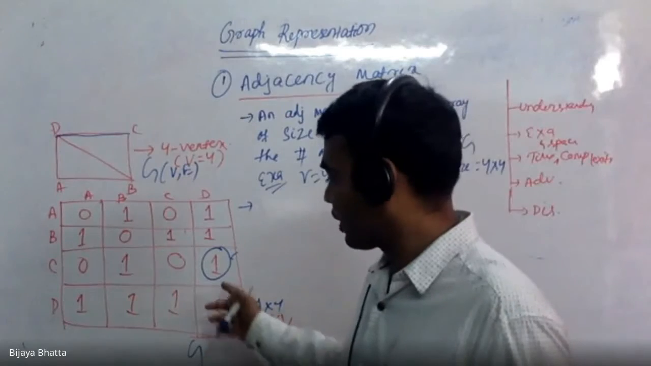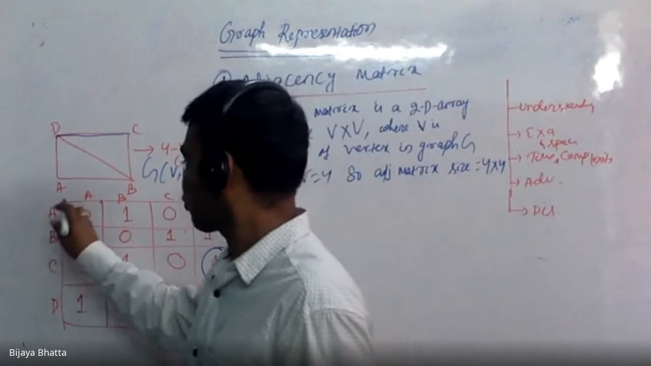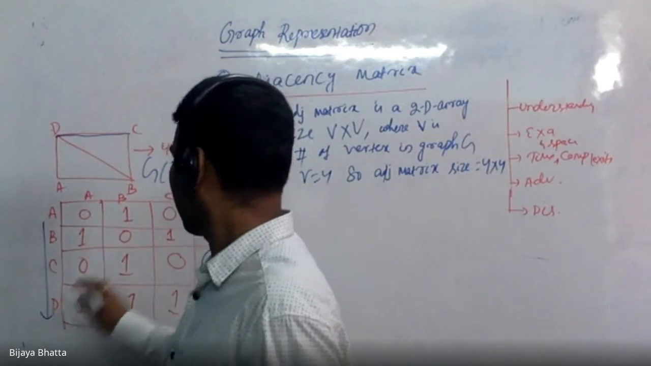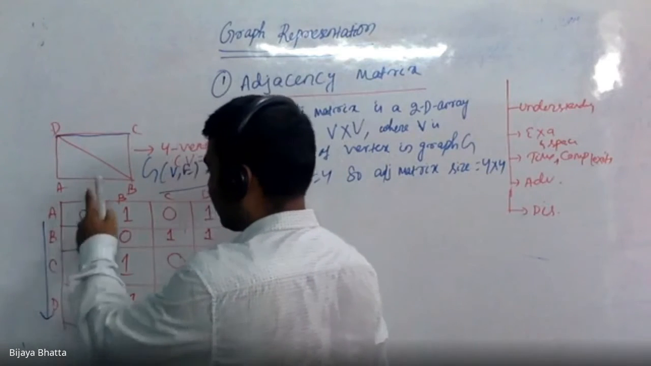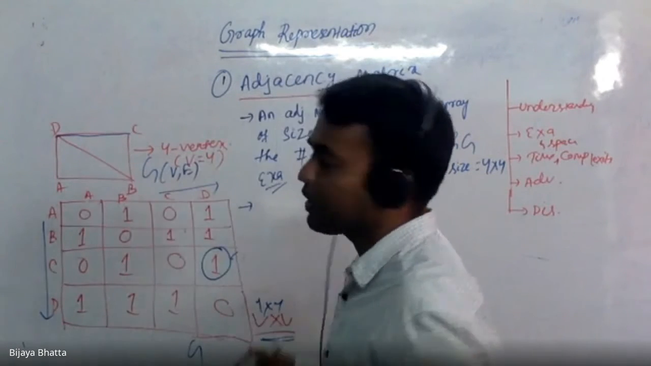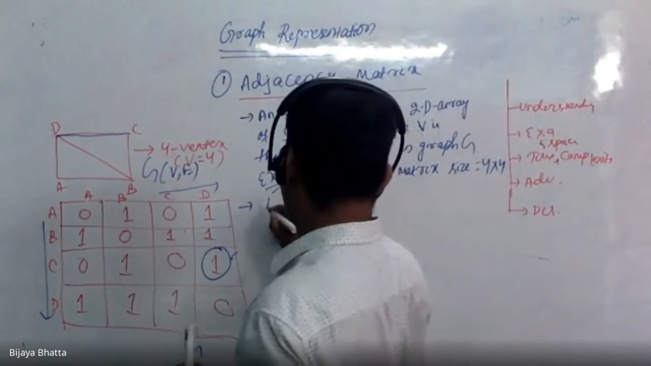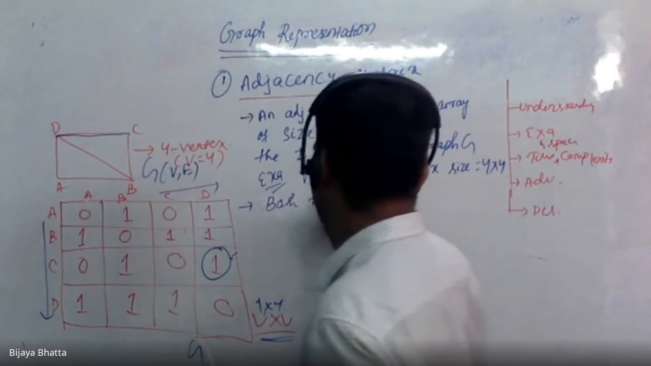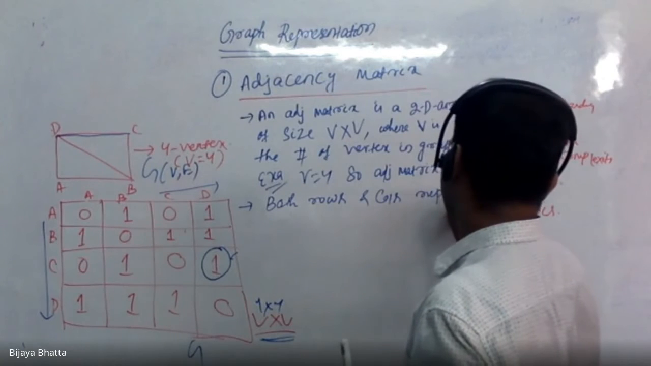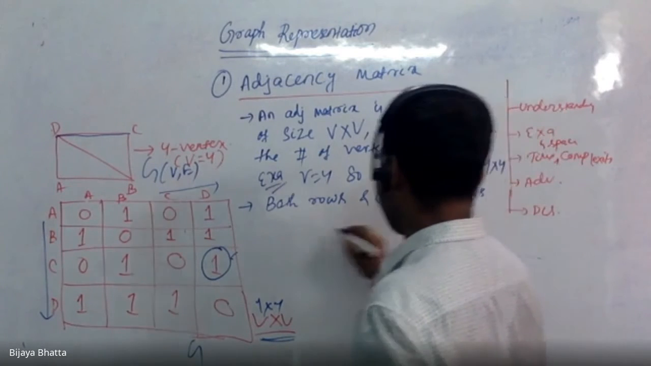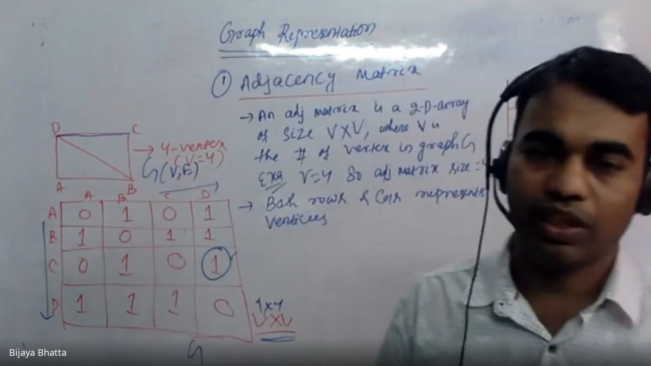So in the matrix, both rows and columns represent vertices. What does this column or row represent? These are the vertices, like I told, so this is going to be A, B, C, D, and A, B, C, D. That's what you can write in this particular matrix. So both rows and columns represent vertices.